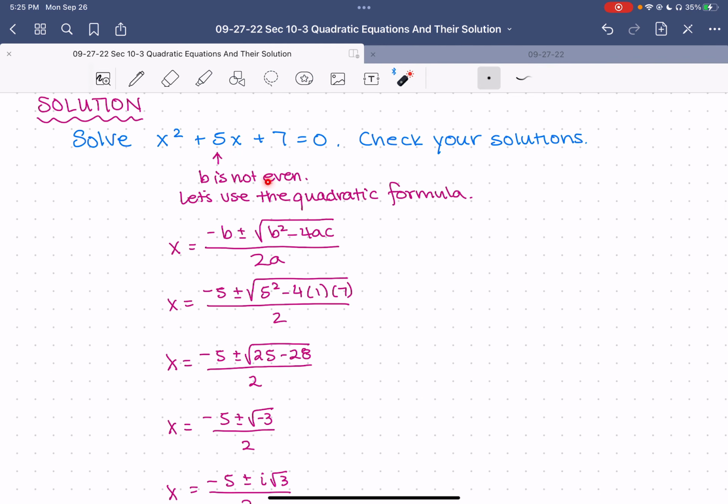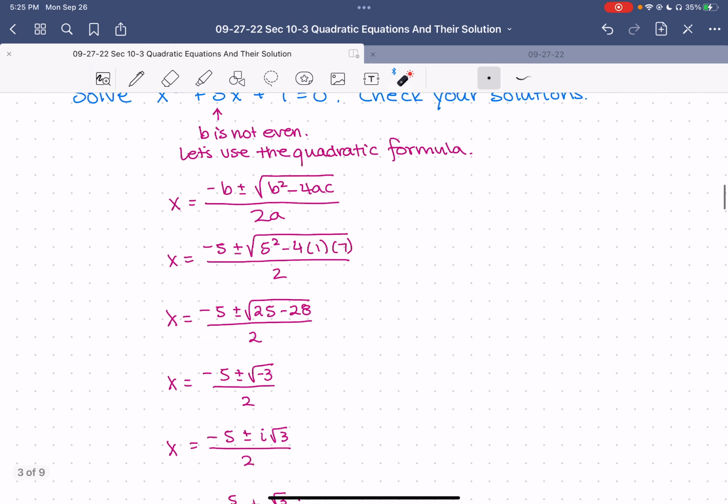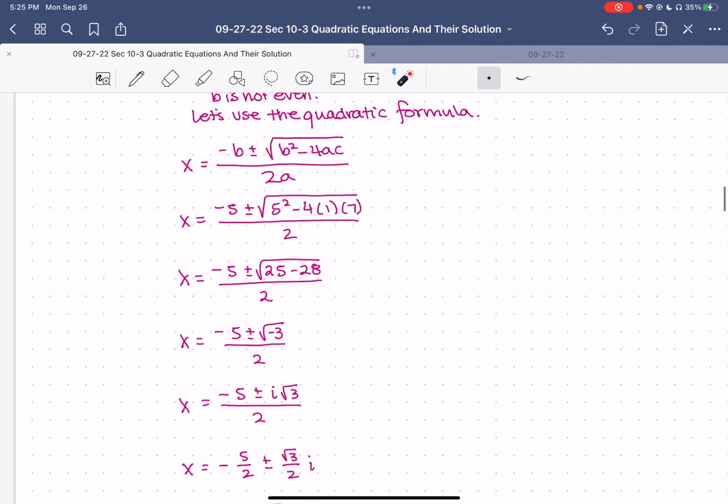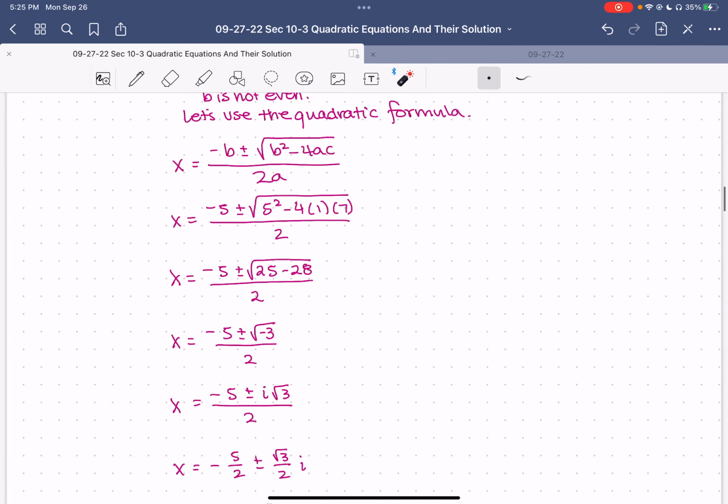B isn't even. I didn't want to use B, so I just went for the quadratic formula. Here's the quadratic formula, and I'll make it a little smaller. Well, actually, I guess it'll fit. Here it is. I got down to this. Here were my final answers. You can take a look at that to see what you think.